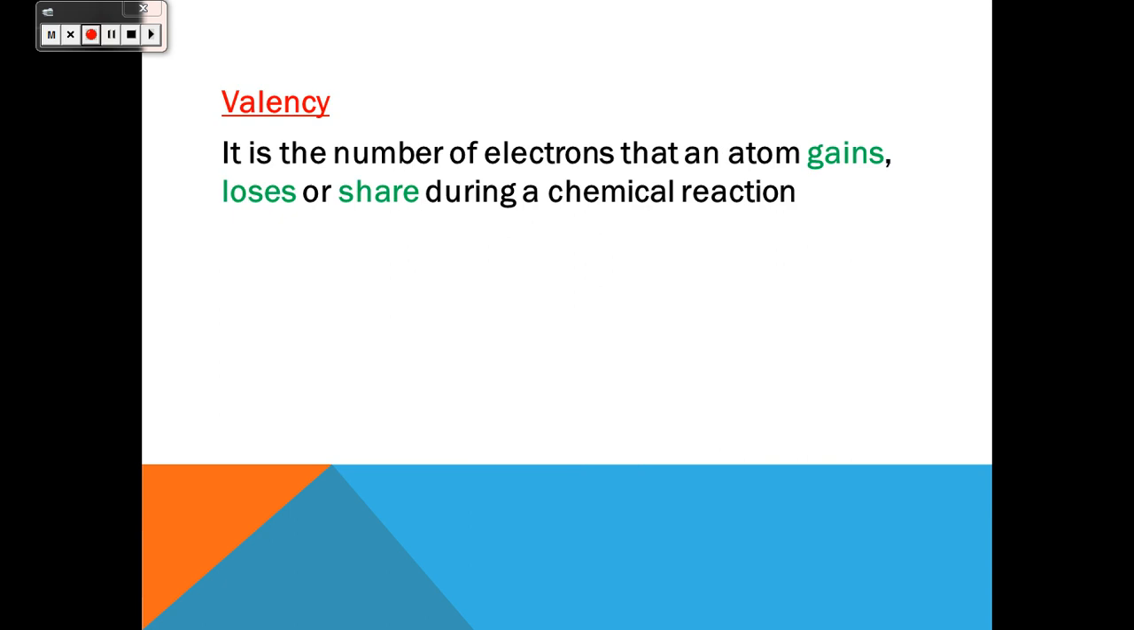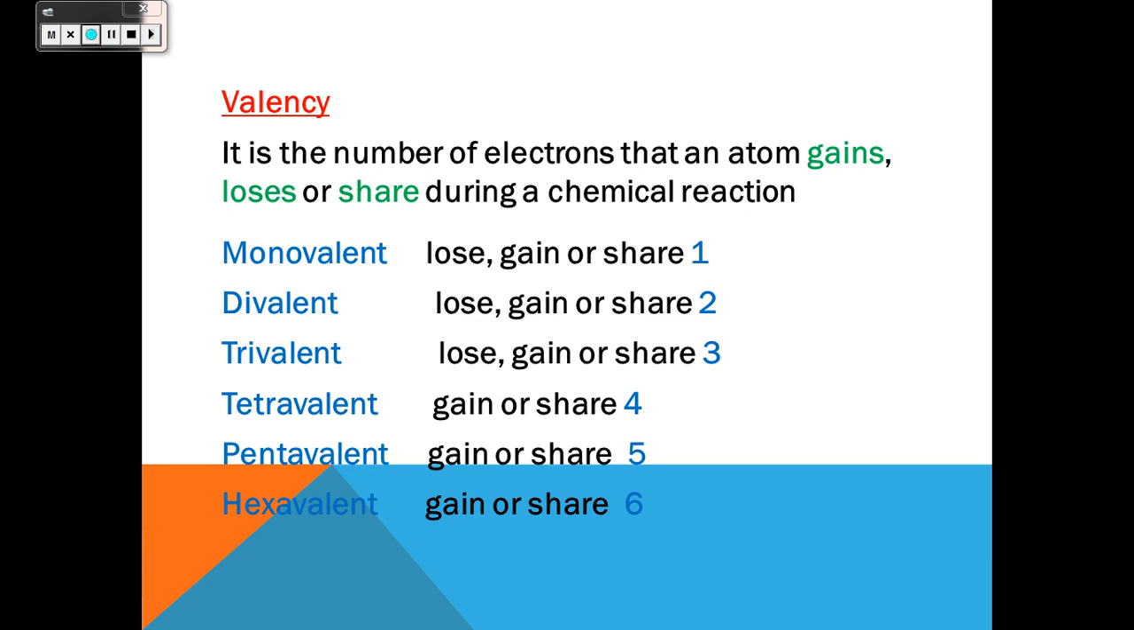So if I ask you what's meant by valency, valency is the number of electrons in the atom that it gains or loses or shares during chemical reaction. And we have many types of valencies.